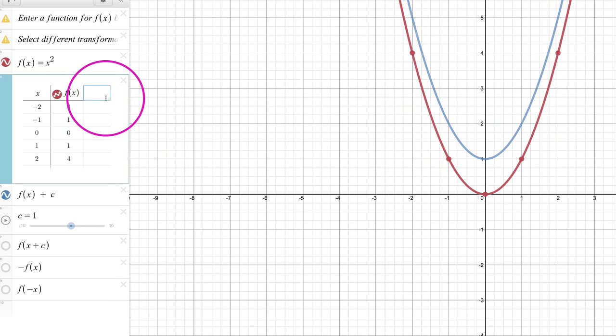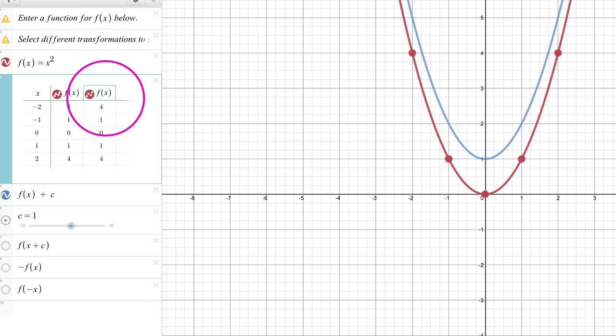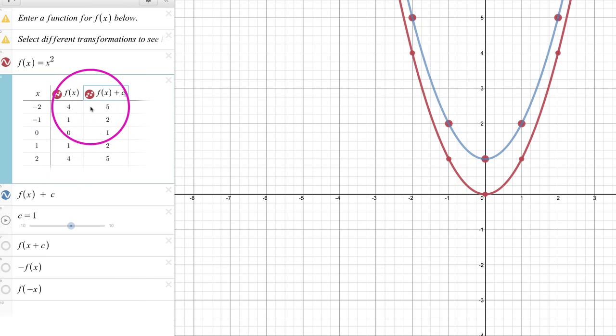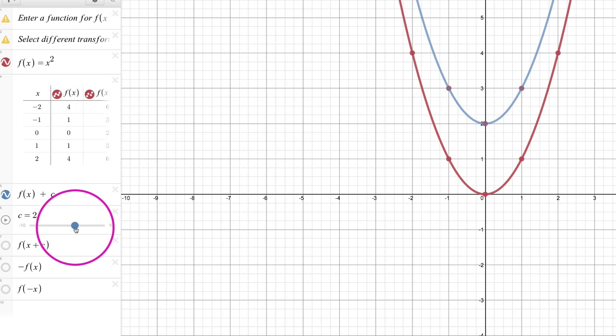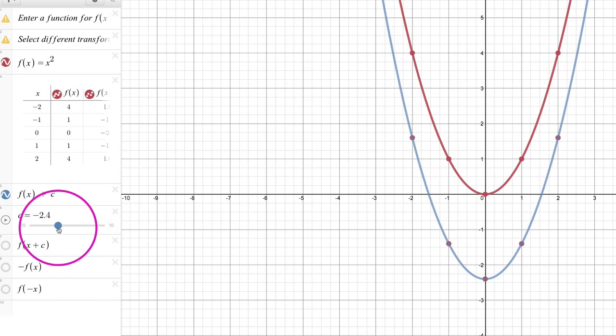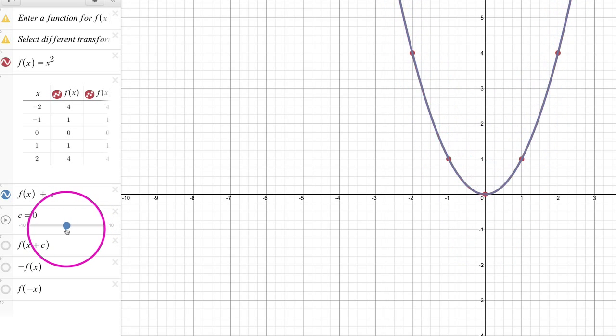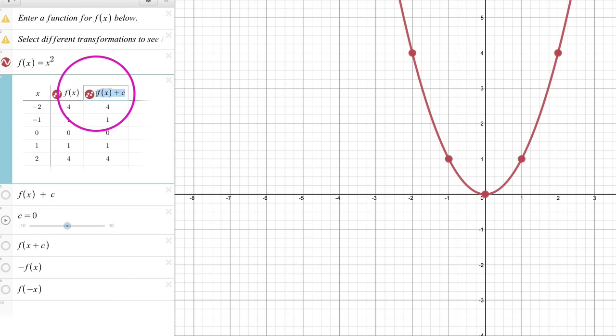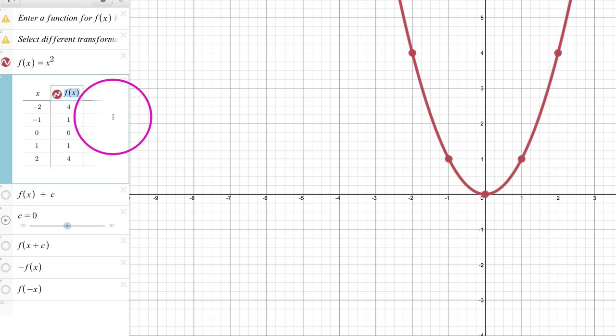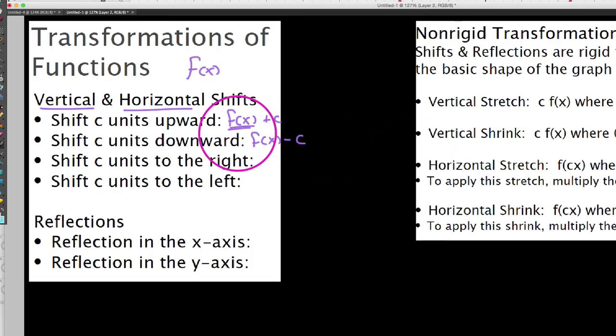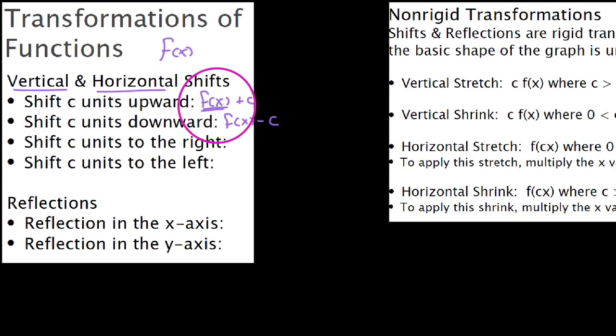And even better, we could even type in f of x plus c here, and you can see that all of these values basically just had 1 added on to them. So when we add or subtract some value off of or onto the function values, the y values, all we're really doing then is translating our graph or shifting our graph up or down c units. So that's the very first thing we want to acknowledge here. f of x plus c or f of x minus c is going to shift our graph c units up or down.